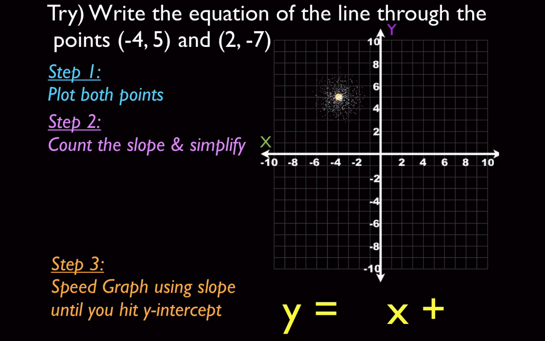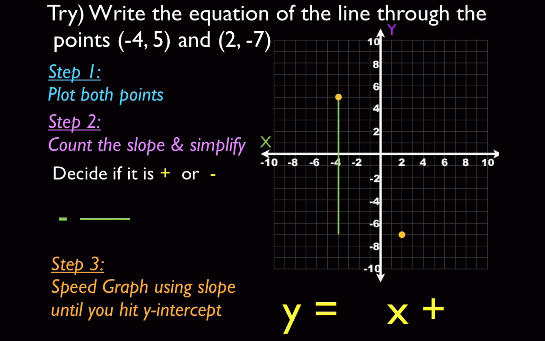All right, so we're going to start off plotting our points, -4, 5 and 2, -7. We're going to decide if it's positive or negative. In this case, it's negative. And we're going to make our slope triangle. It goes from -7 all the way up to positive 5, which is 12. And it goes across a total of 6.